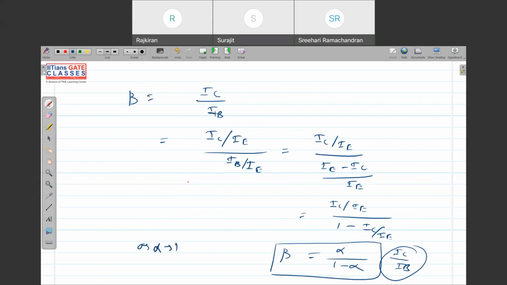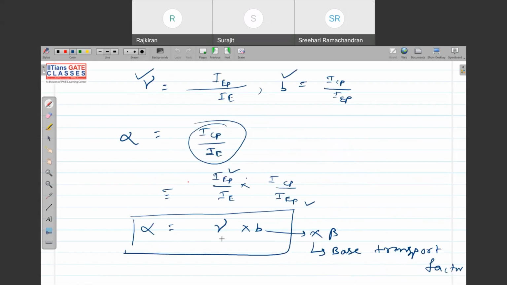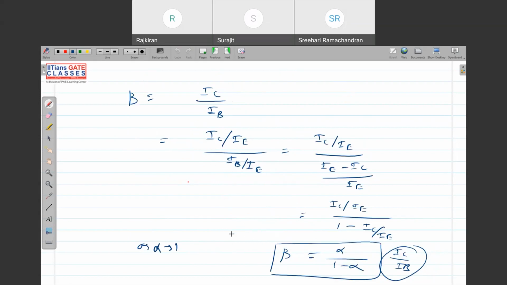Since the base transport factor and injection efficiency tend to 1, alpha comes to 1. As alpha comes to 1, beta is very high. Beta is very large.